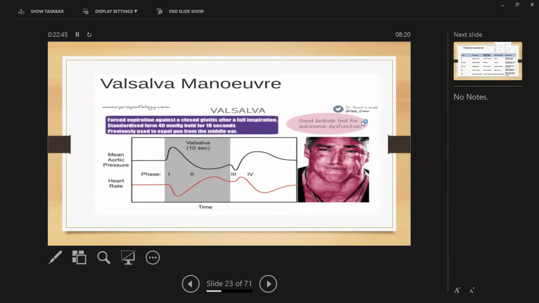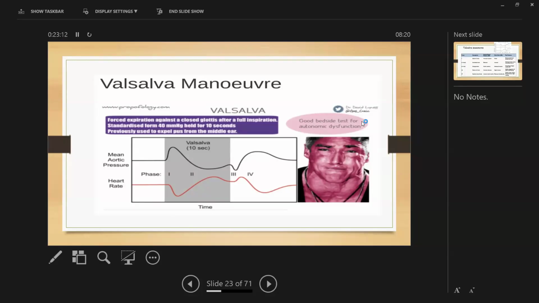The second important test is Valsalva. So what happens in the Valsalva maneuver? It is a forced expiration against a closed glottis. Also, it can be tested in the lab. We can ask the patient to blow until 40 millimeters of mercury in a BP cuff and keep it for 10 seconds. It is similar to the forced expiration we do clinically.